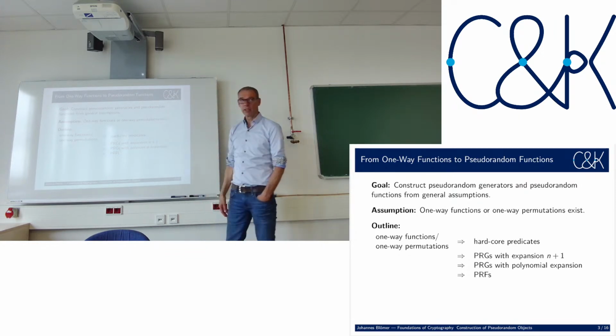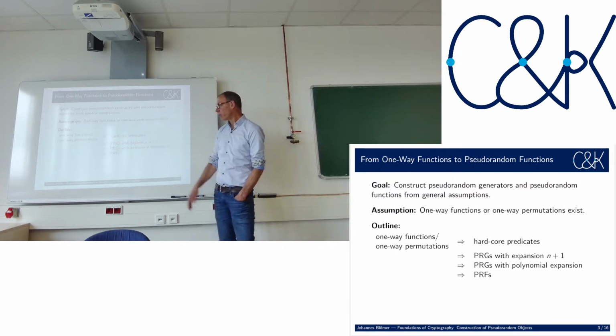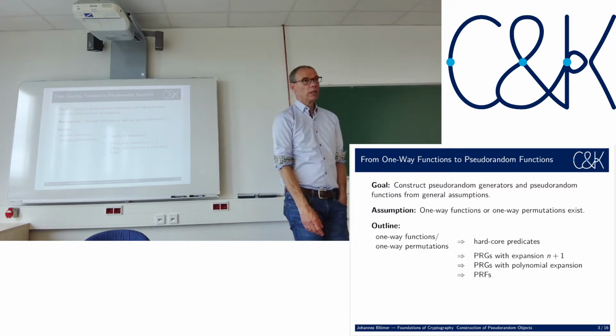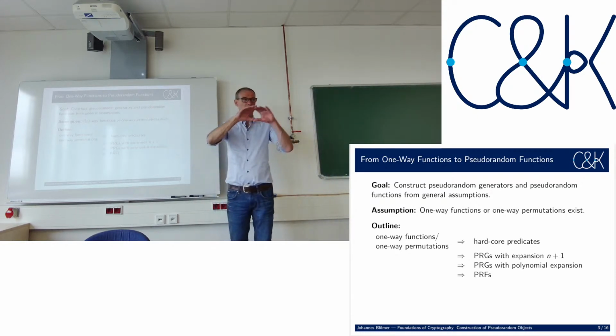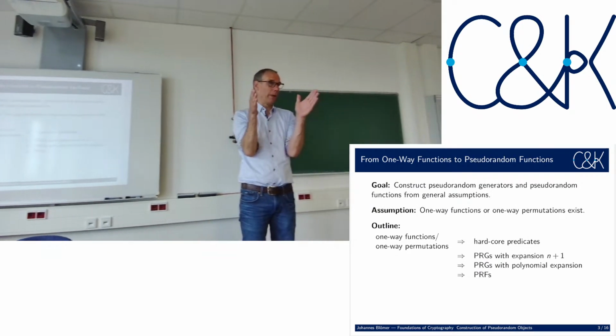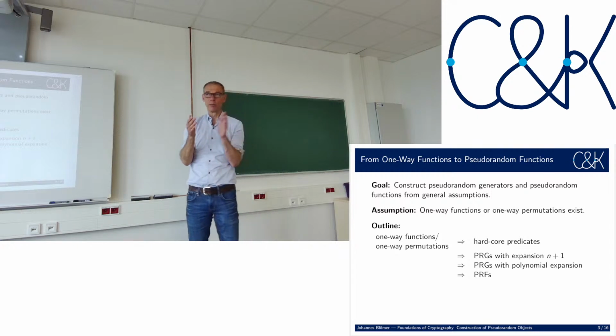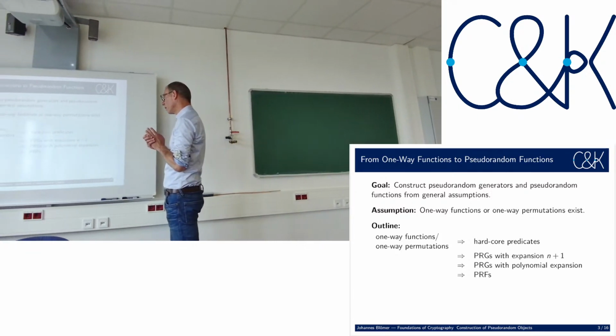And then one can show that hardcore predicates and one-way functions or one-way permutations immediately lead to pseudorandom generators with expansion n+1. So we can expand our truly random bit string by 1 bit. That is then indistinguishable from a truly random bit string of length n plus 1.